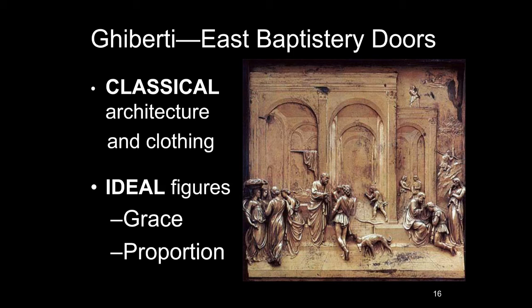The 2 young men, Jacob and Esau, are wearing clothing that would be a lot closer to what a young man about Florence in the early 15th century would be wearing. He's got a tunic, and he's got probably hose that he's wearing with the short tunic. The figures all have beautiful proportions, and some of them, particularly female figures, are particularly graceful.